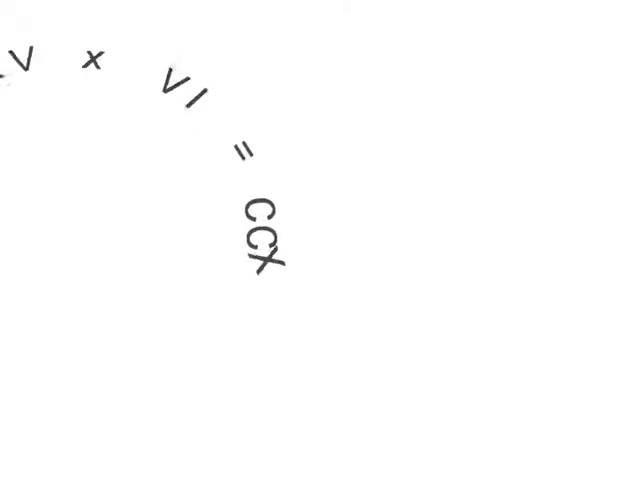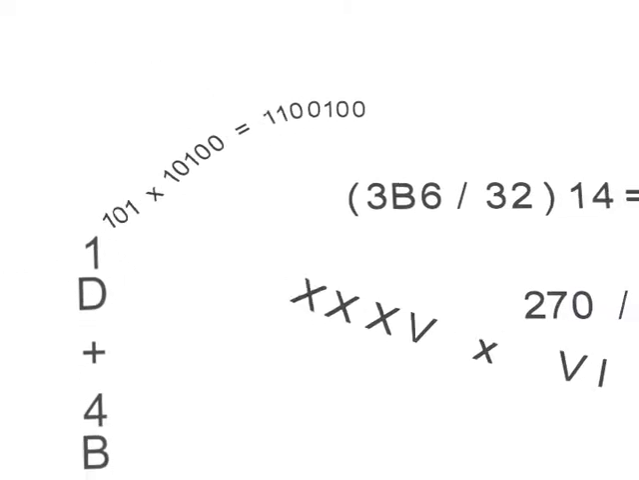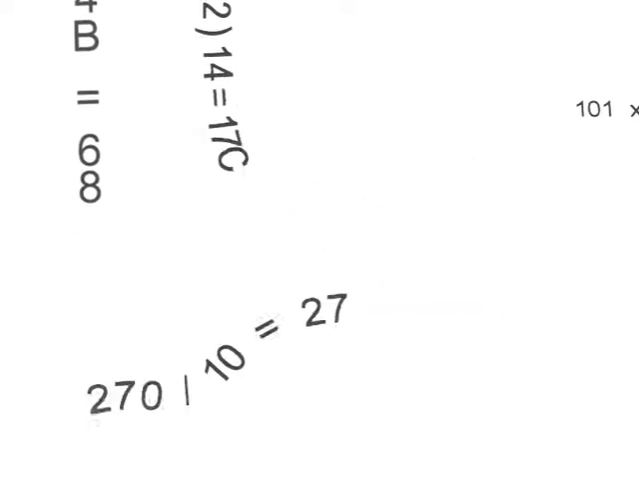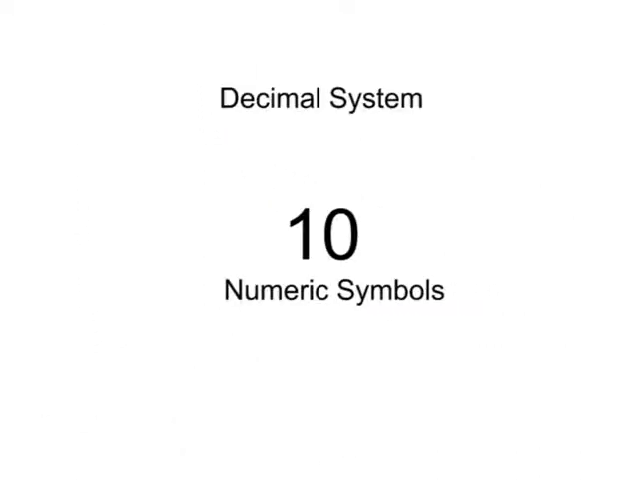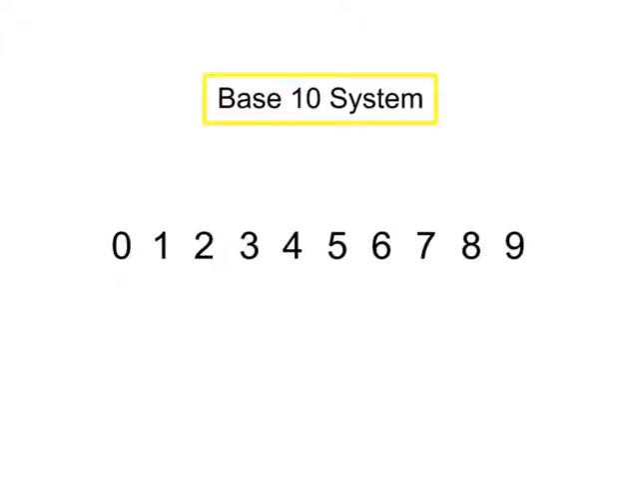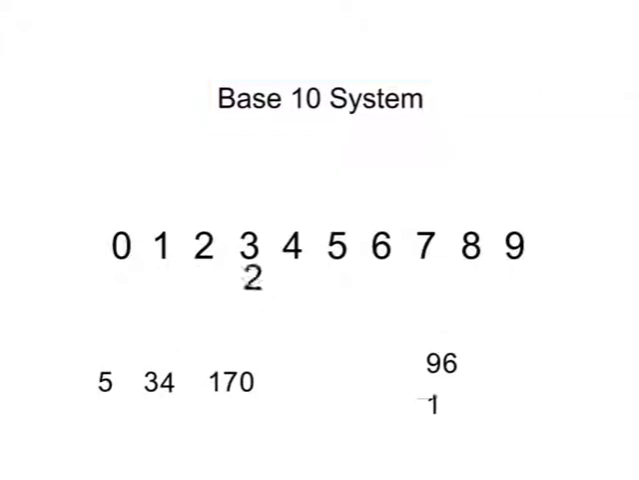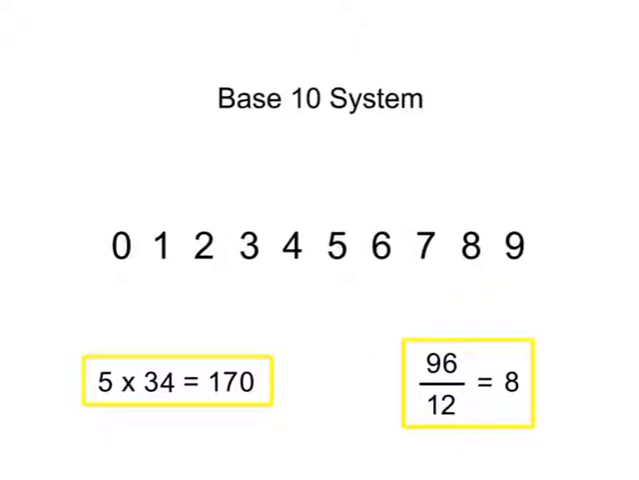Various numbering systems use symbols to refer to a number of items. Our common decimal system uses 10 numeric symbols: 0, 1, 2, 3, 4, 5, 6, 7, 8, and 9. Sometimes called the base 10 system. We use this system to write numbers and perform mathematical operations.